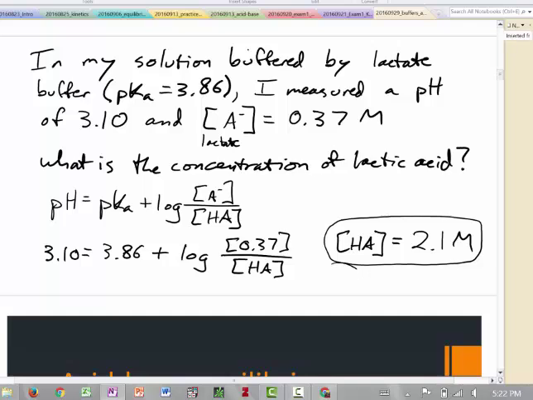So you can only use the Henderson-Hasselbalch in buffers? That's right.